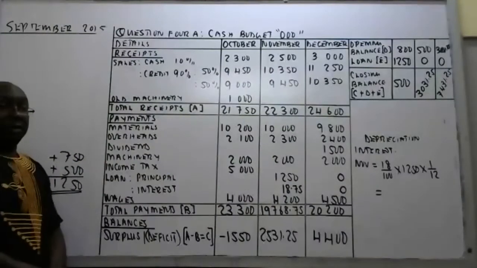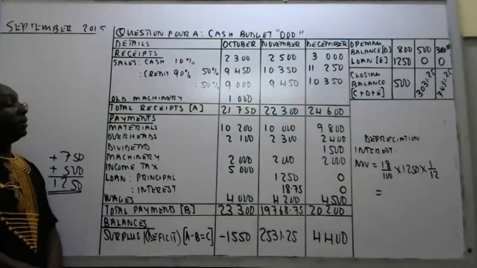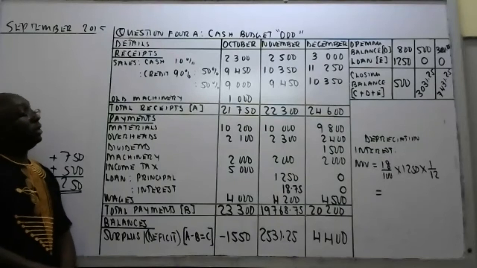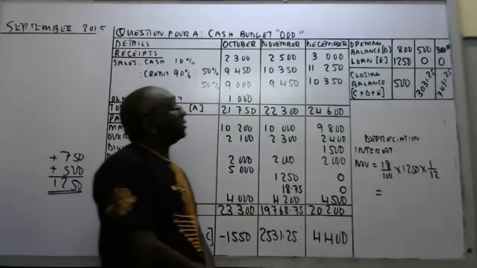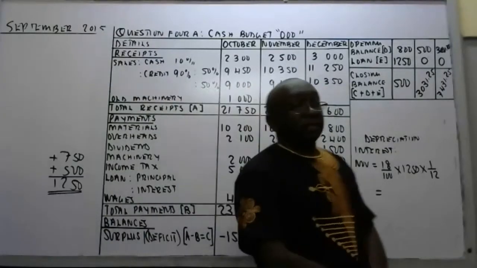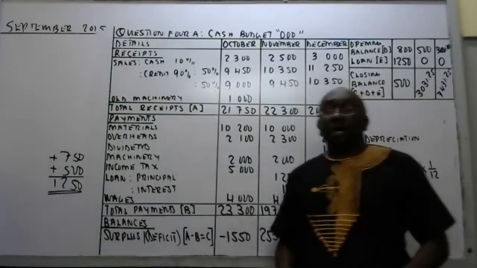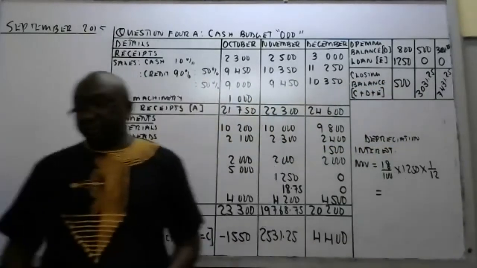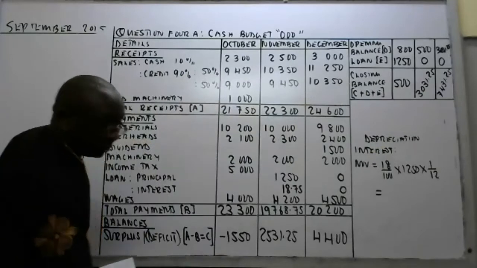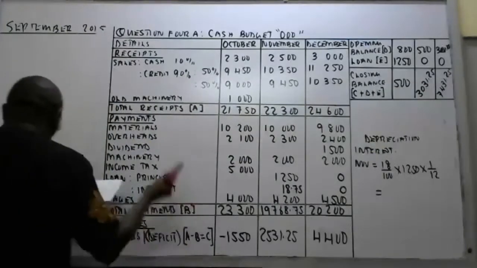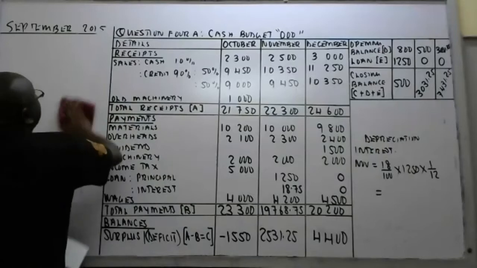74.25. So, are we okay? You cash budget? Mm-hmm. So in case they bring to you a cash budget question, that is the way to go. Abigail, you are okay with that? You proceed? Yes, I am. So I want us now to do part B of that question.